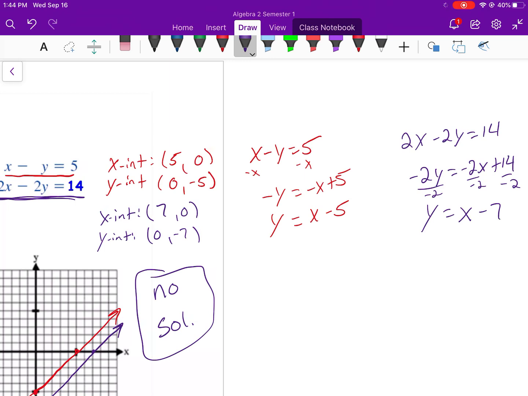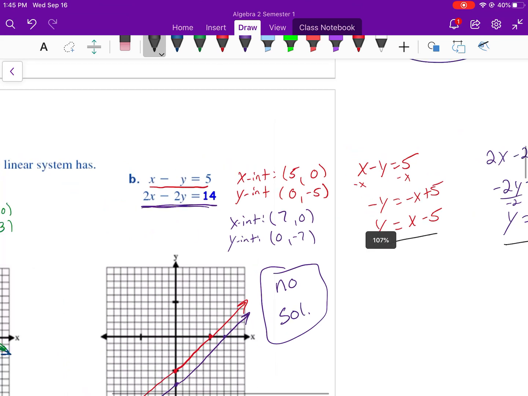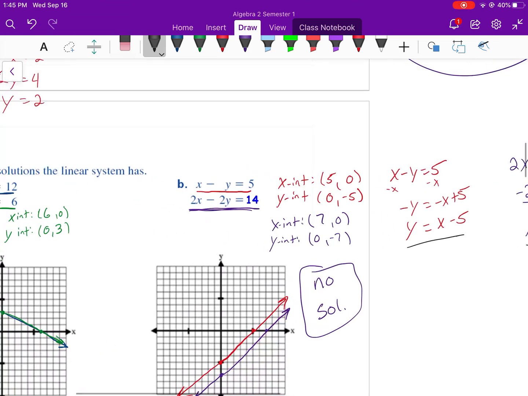So what you notice of these two equations now is that we have the same slope but different y-intercepts. Okay, those are the cases where we have parallel lines. Same slope, different intercepts. Okay, so there's two ways to really find that. In that case, there's no solution.